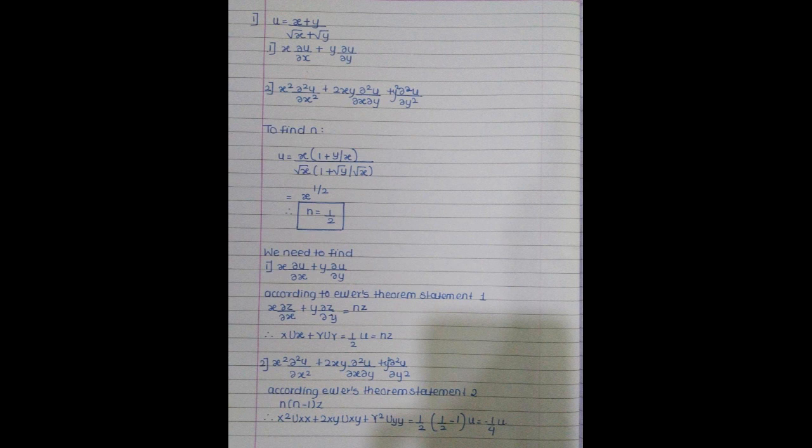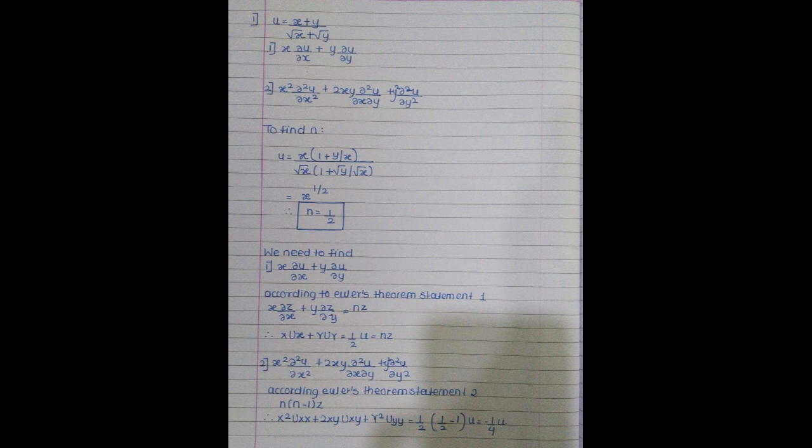Here we first find the degree. Therefore, u is equal to x(1 plus y by x) upon root x(1 plus root y upon root x). Here we take x common. It is equal to x raised to 1 by 2. Therefore, the degree is 1 by 2. So, u is a homogeneous function of degree 1 by 2.